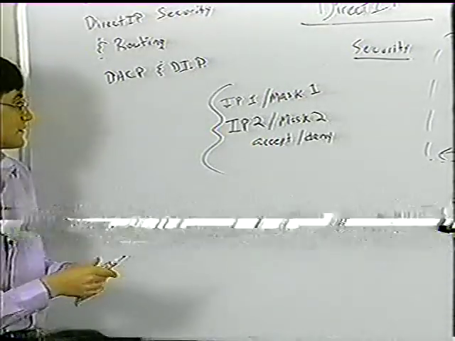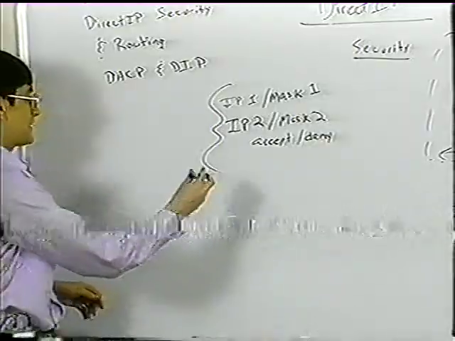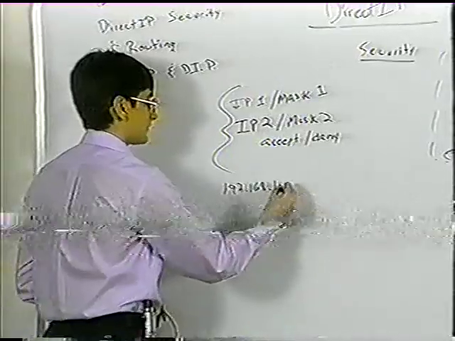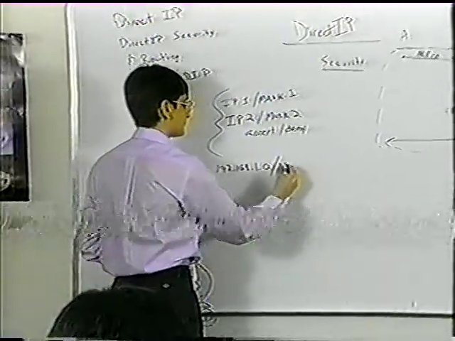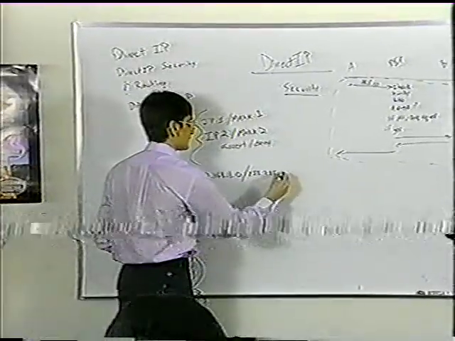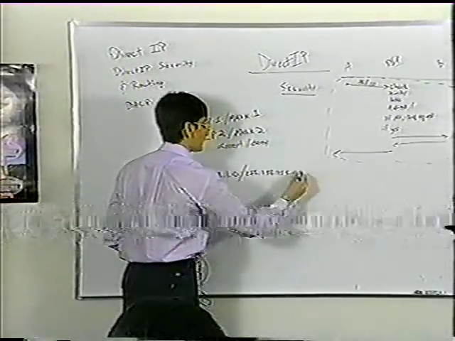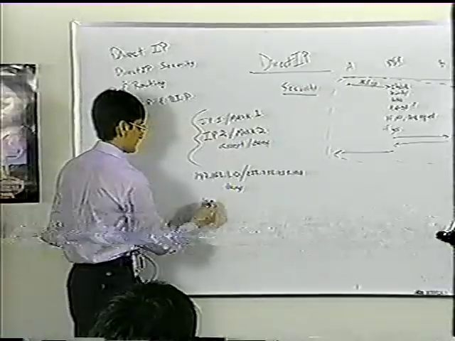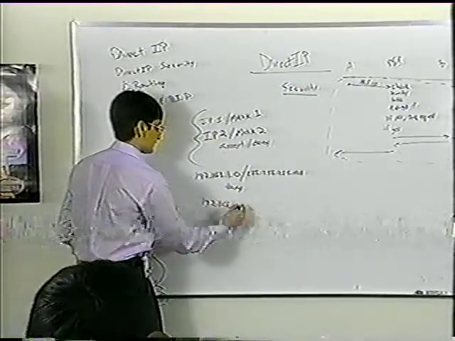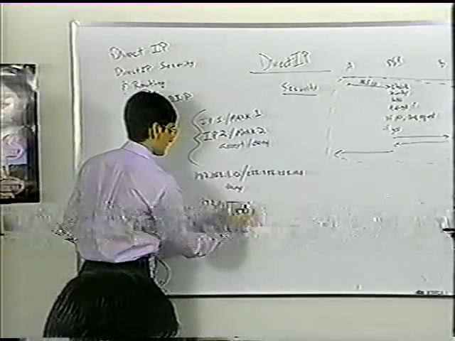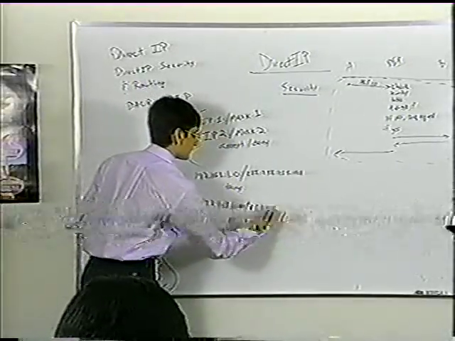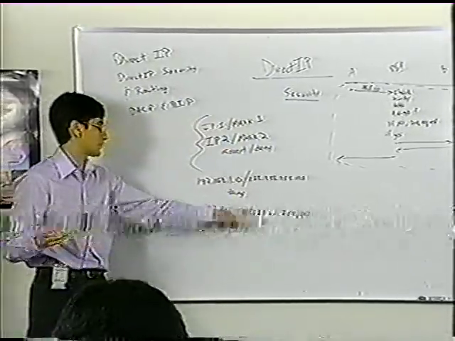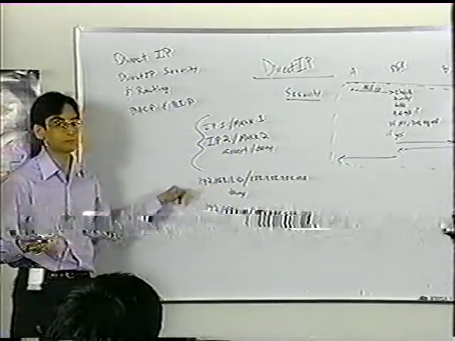Because, for example, we can say that the subnet 192.168.1.0 with a net mask of 255.255.255.128, for example, cannot talk to the subnet 192.168.1.128. We can say that this conversation is prohibited.